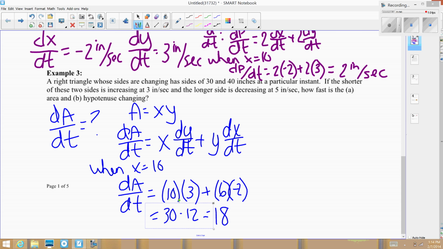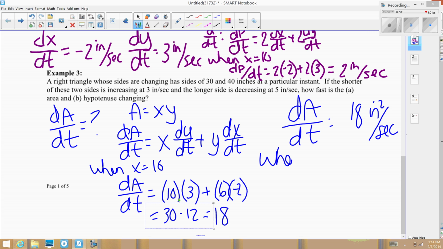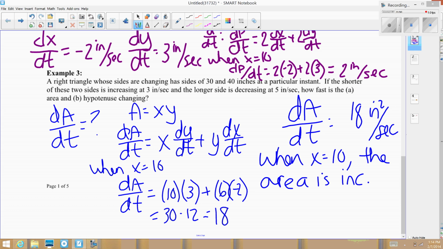So that means that dA/dt equals 18 square inches per second. So when x equals 10, the area is increasing by 18 square inches per second.